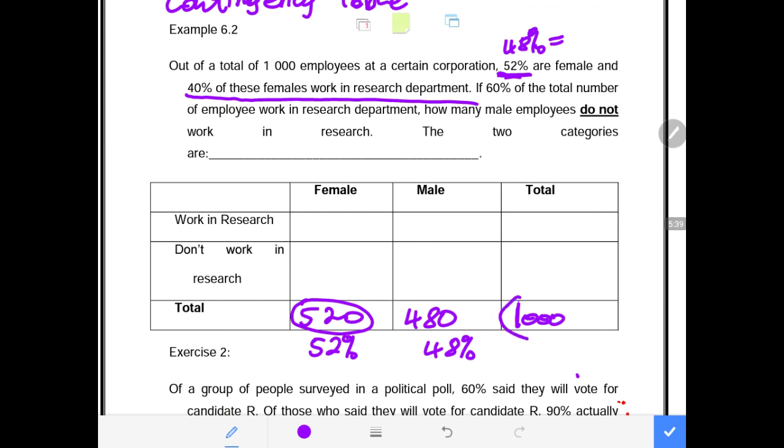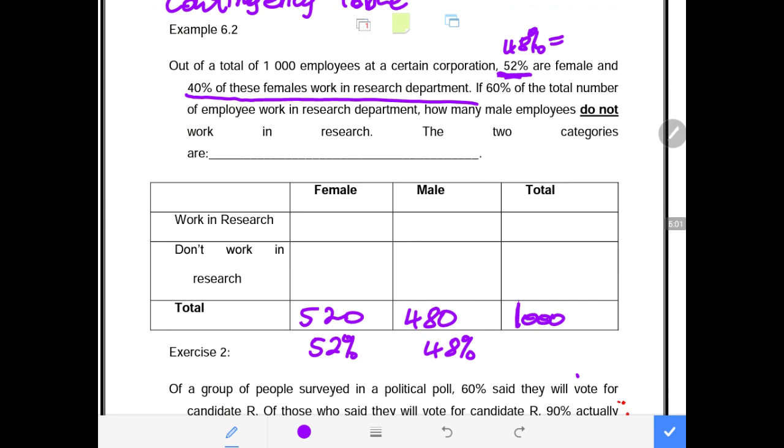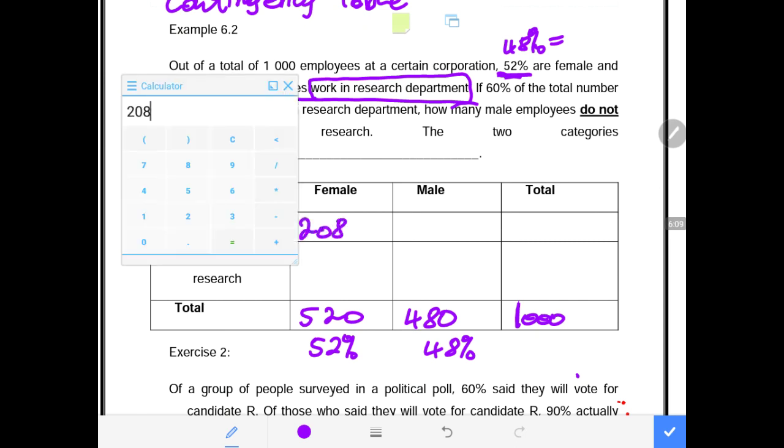Out of the total number of employees, females are 520. 40% of that 520 work in the research department. That means 60% do not work in the research department, or they work in other departments. So now 520 multiplied by 40%, we find out that 208 of these employees are females and they work in the research department. 208, that is where that is coming from.